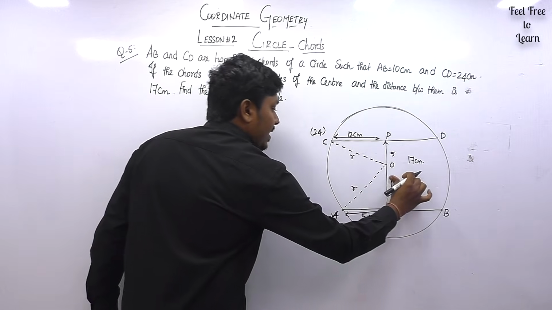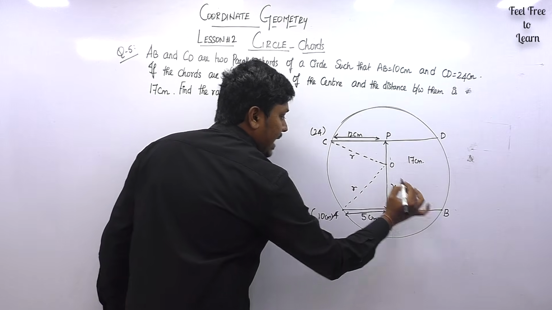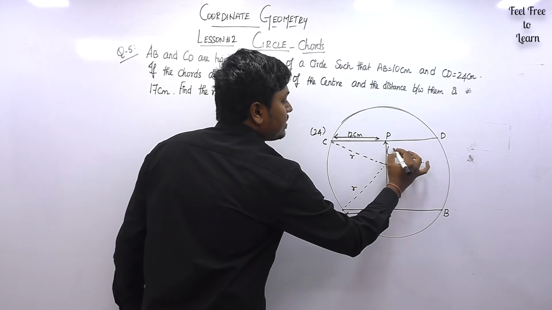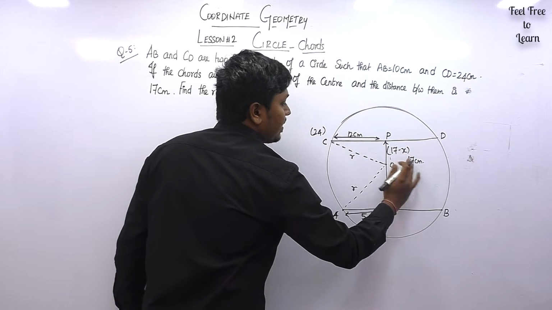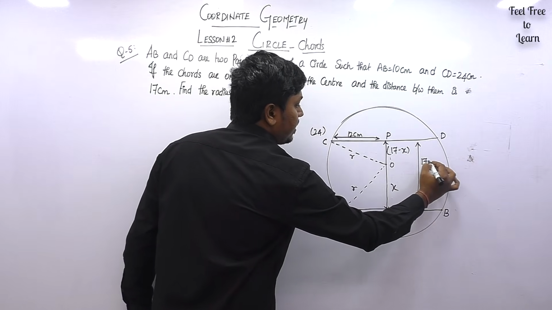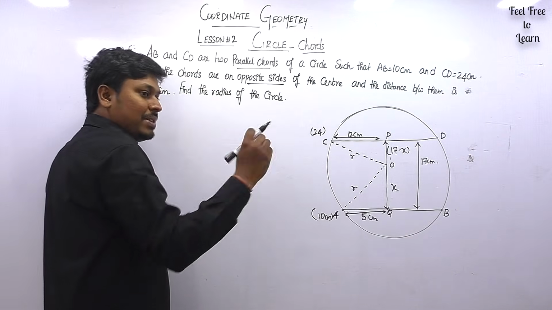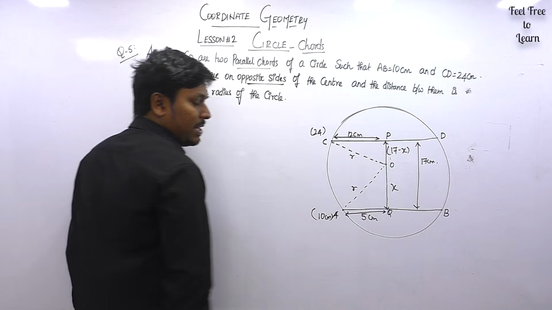Got it, friends? So we can surely say if this distance is x, then OP distance will be 17 minus x. So friends, got it? So total distance is 17 centimeter given. So let me assume that O to Q is x centimeter. So definitely O to P will be 17 minus x.